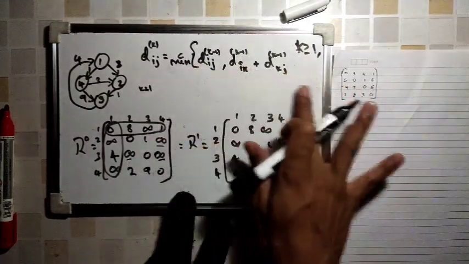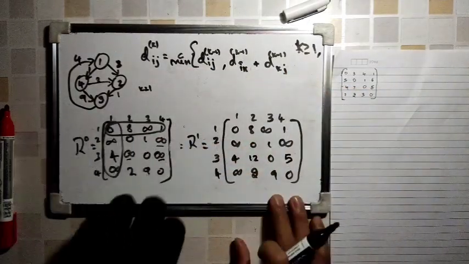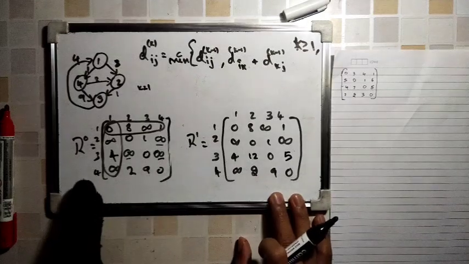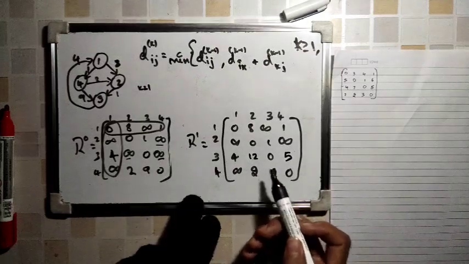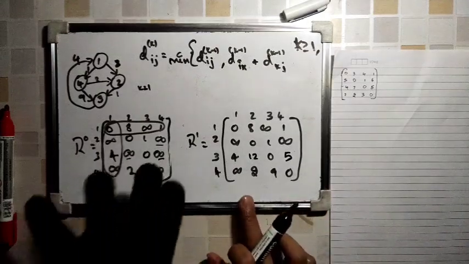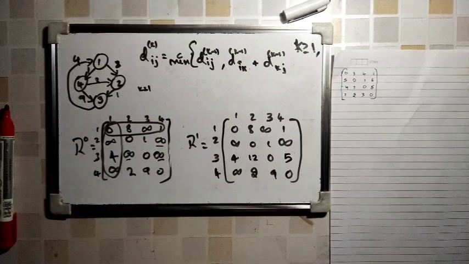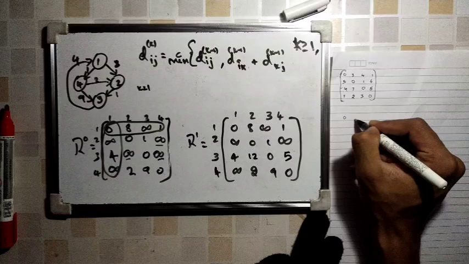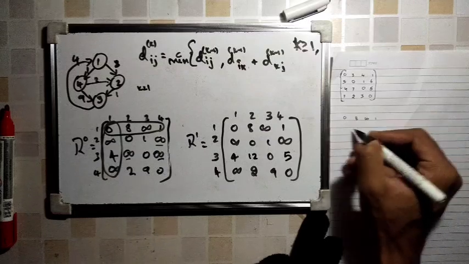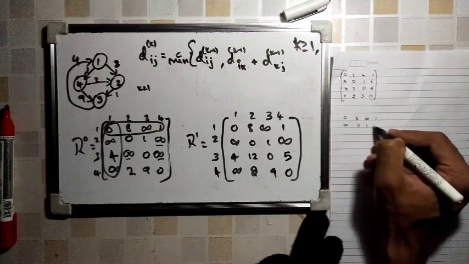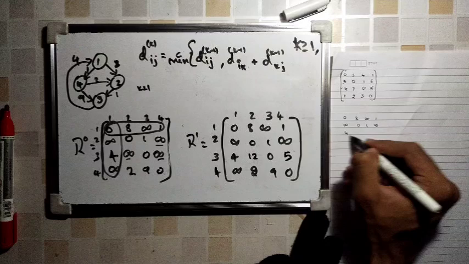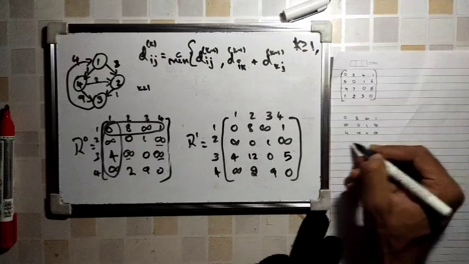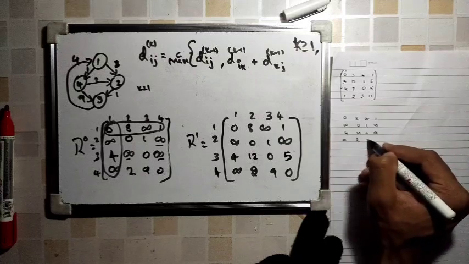I have to consider the other matrix. So I got R0 here, and then I got R1. You just note it down here. Now I'll erase this, so better I write it here. So 0 8 infinity 1, infinity 0 1 infinity, 4 infinity 0 infinity, infinity 2 9 0.